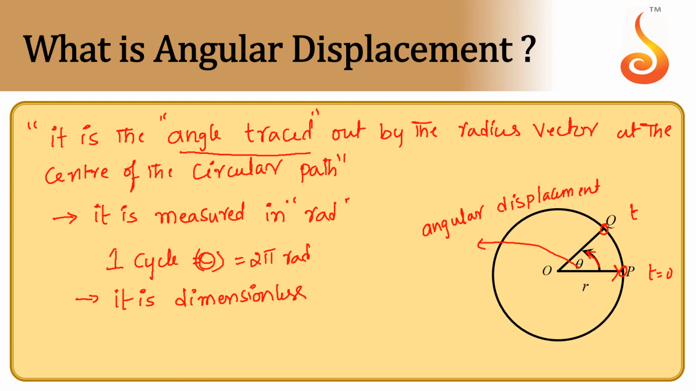And angular displacement is a vector quantity. It is a vector. So let us identify the direction of angular displacement as well. This is the top view of the circle, but let us look at the side view of the circle.